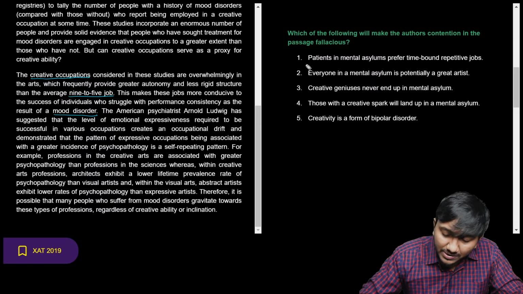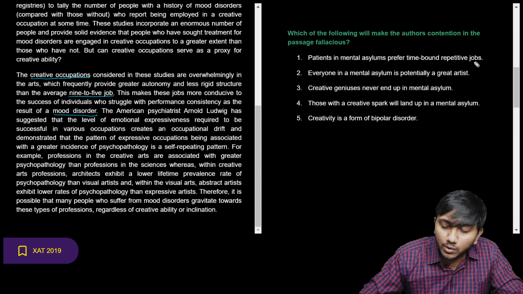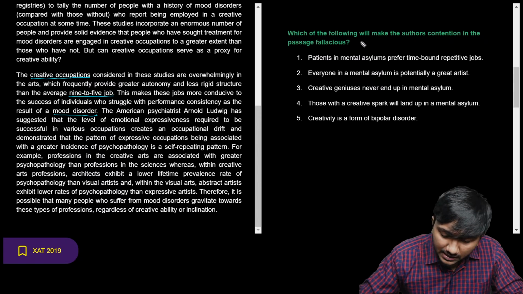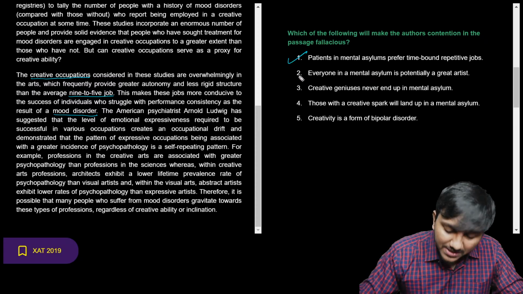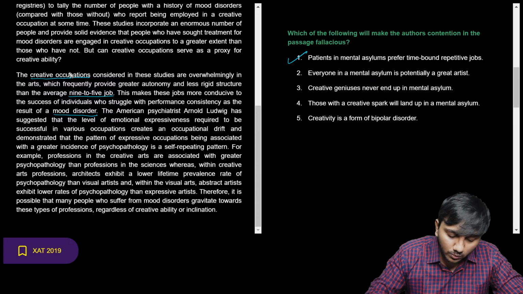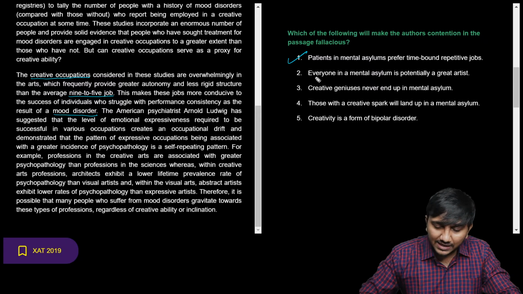And if you come here, it is given patients in mental asylum prefer time-bound repetitive jobs. That will definitely make sure that the author's contention is fallacious. So this should be the answer because this kind of violates what the author is putting out here. Let's look at the other options.